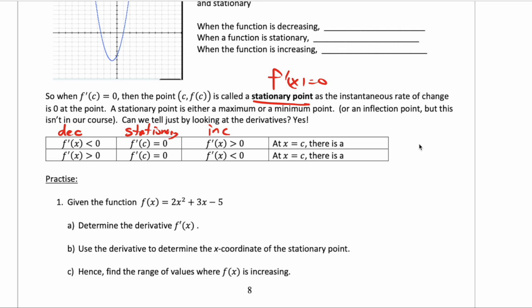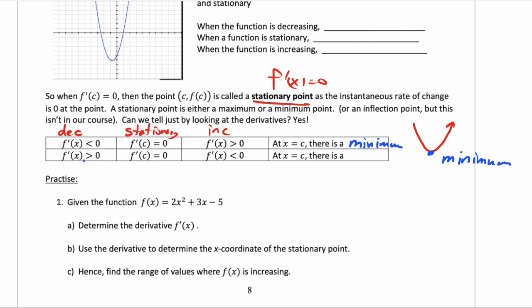Okay, so think about that. Let's think about a parabola, even though it's not necessarily a parabola. If we have decreasing and then stationary and then increasing, what we have is actually a minimum point, a minimum value for y. So when we go from decreasing to stationary to increasing at the point C, then at x equals c there is a minimum.